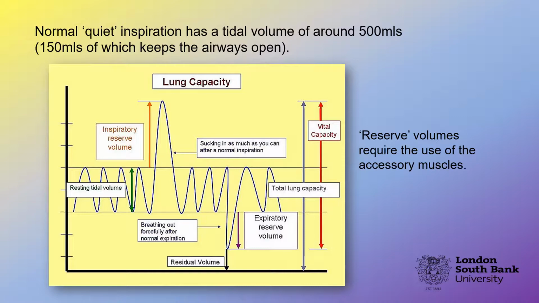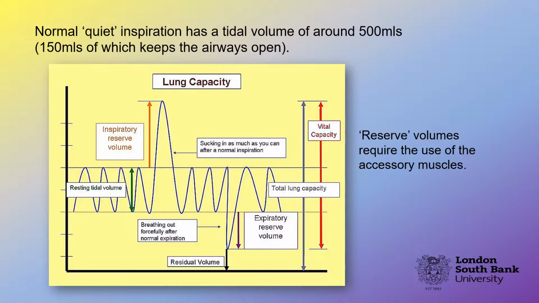So in terms of lung capacity, if you look to the middle of the graph, you'll see the wavy blue line within the two other lines and the green arrow. This is resting tidal volume. So this is normal quiet inspiration, and the volume is generally around 500 mils. 150 mils of this, however, stays within the airways to keep them open.